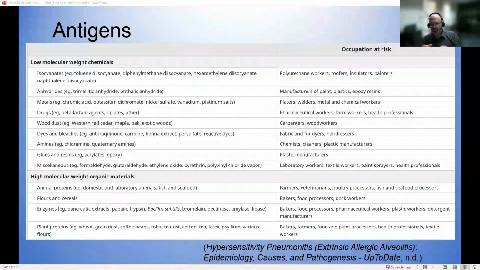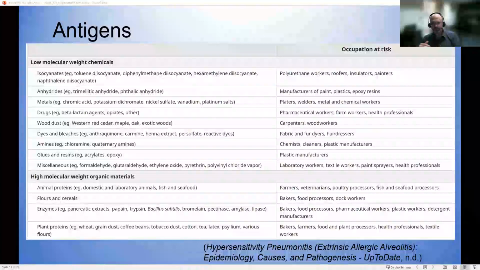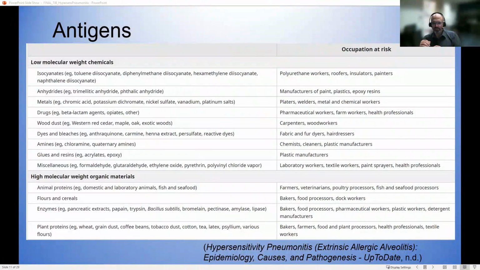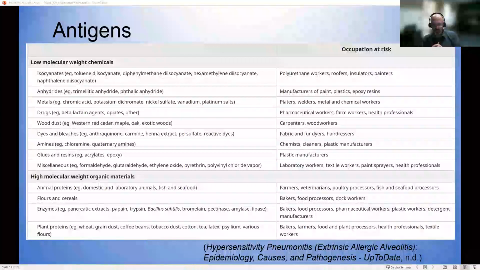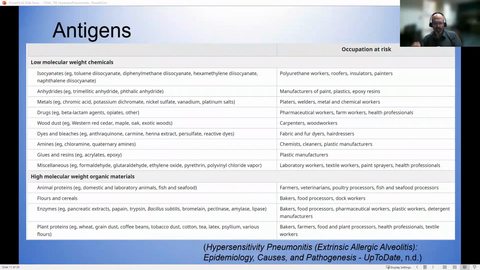This was a smaller list that I found that was readable, breaking down low molecular weight antigens and high molecular weight antigens. Isocyanates are more for paints and glues, and anhydrides for plastics and epoxies. Something else, or wood dust. Western red cedar is a common one. High molecular weight, we talked about animal proteins and flours, along with enzymes that might affect workers like bakers.